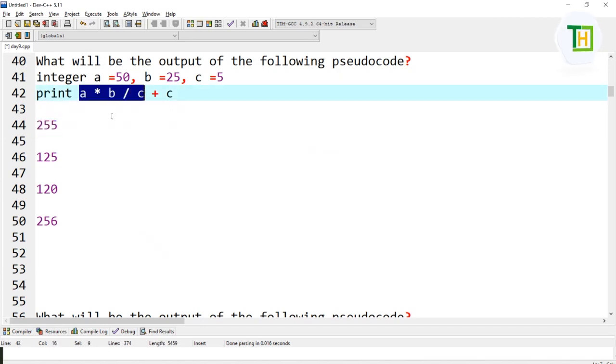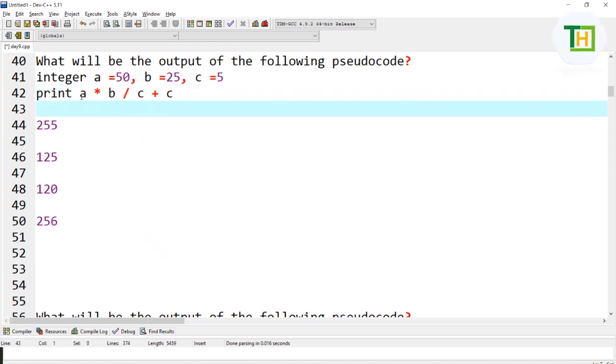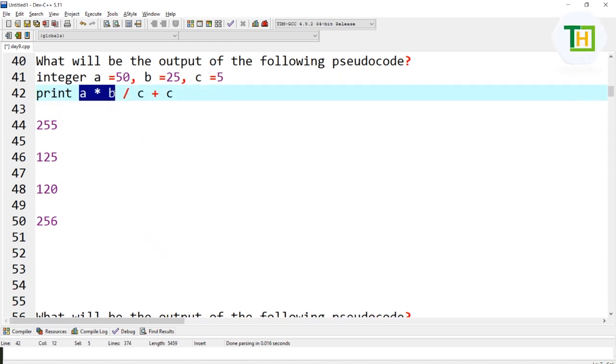If the same precedence, we have to operate from the left hand side. First value is this one, right? We have to operate this one, then we have to divide it, and addition has the least precedence, so we have to add at the last. If it has some bracket here, we have to operate first C plus C, then I have to generate A into B, then I have to divide it.